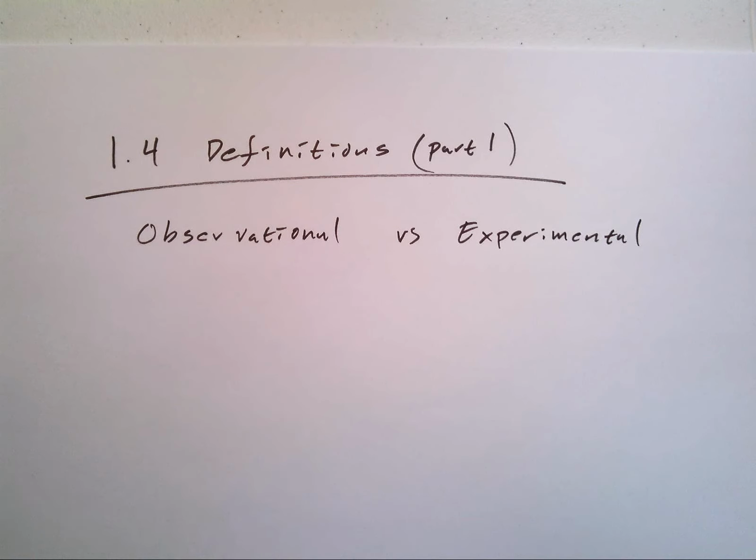Alright, so 1.4 definitions, part 1. The first set of definitions are going to be involving experimental design. There's two types of experimental designs that you use.